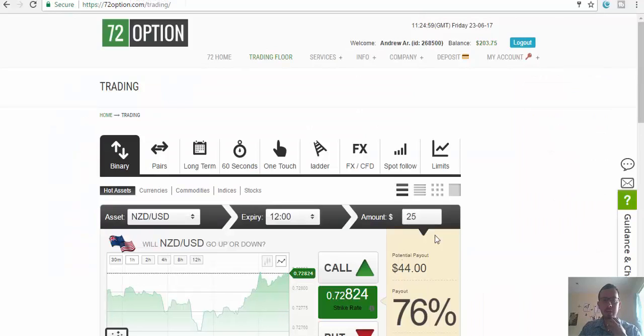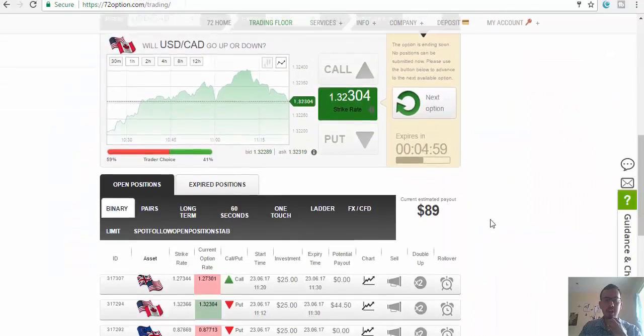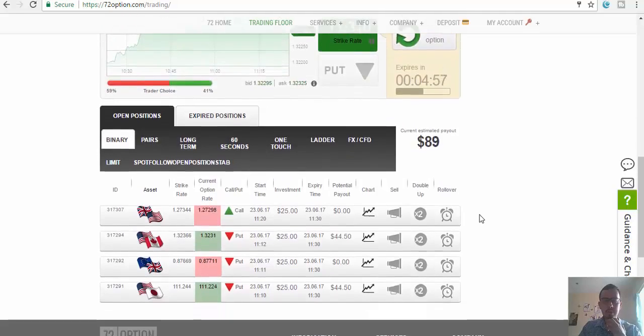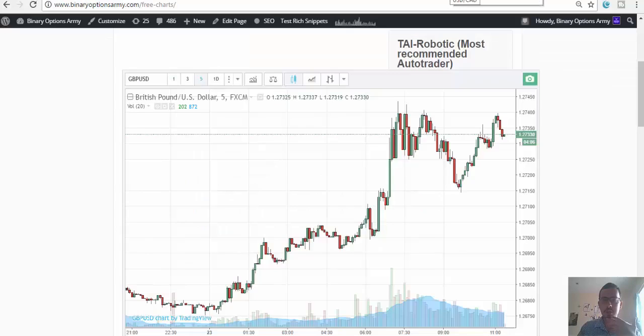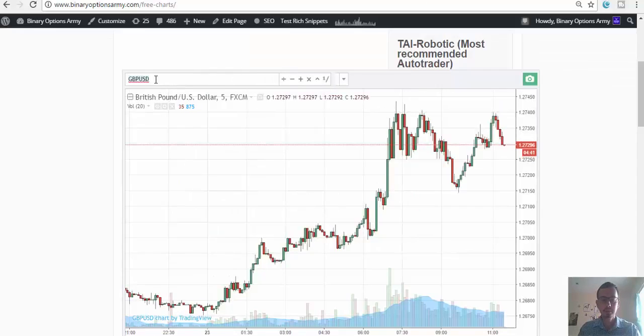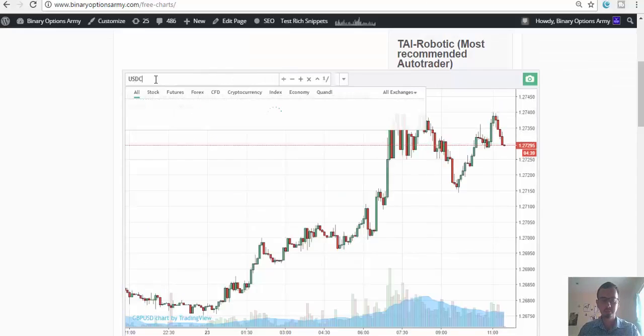Anyway, I'm going to wait for those trades to expire and we're going to take a look at the result. But in the meantime, let's take a look at some charts to see how it's placing. Let's just pick any of these: Euro GBP, USD CAD, whatever. So USD CAD, just for instance.